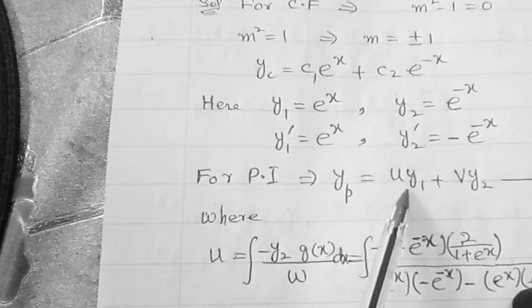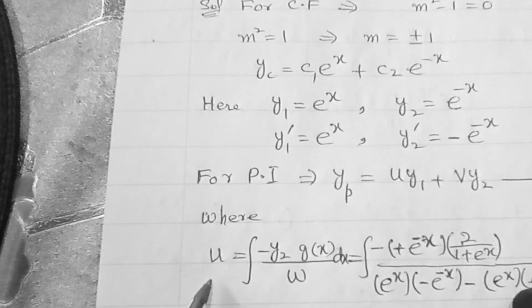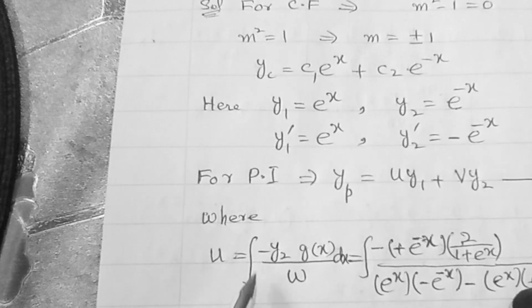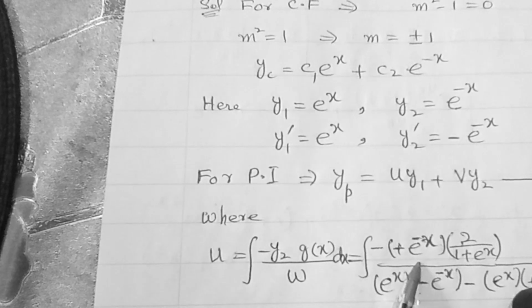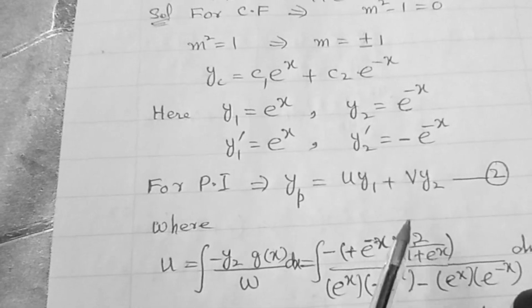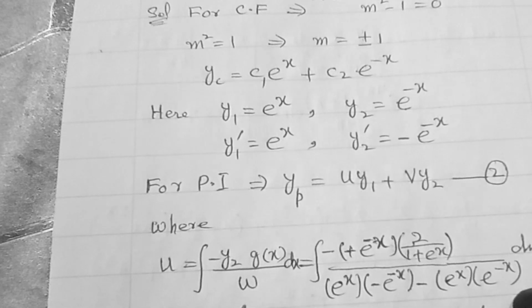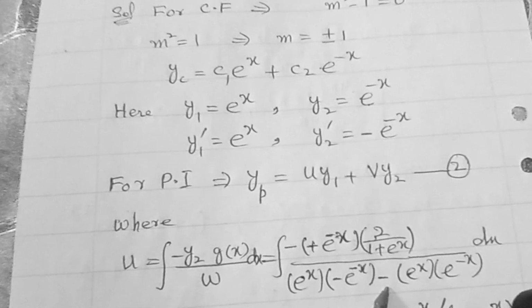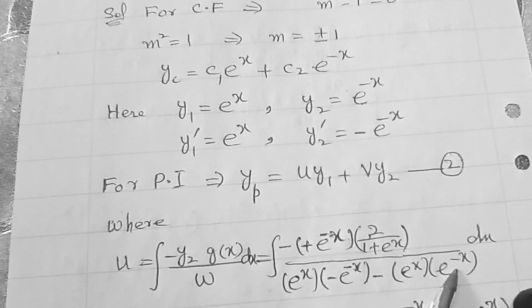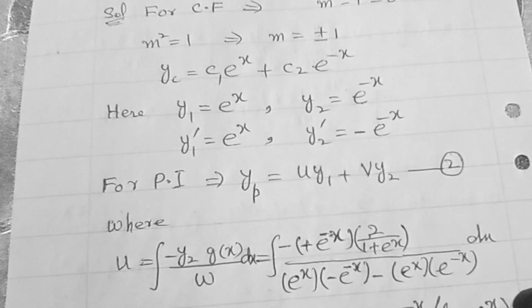yp equals u y1 plus v y2, and the formula for u is the integral of minus y2 g of x dx divided by W, that is minus y2 into g of x, which is 2 upon 1 plus e power x, dx, and the whole divided by W. W we can obtain from y1 y2 prime minus y1 prime y2, so that is exponential x into minus exponential minus x minus exponential x into exponential minus x. So the value of W would be minus 2.